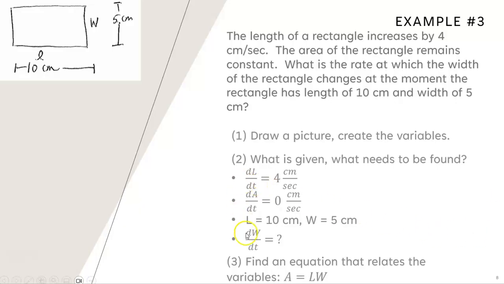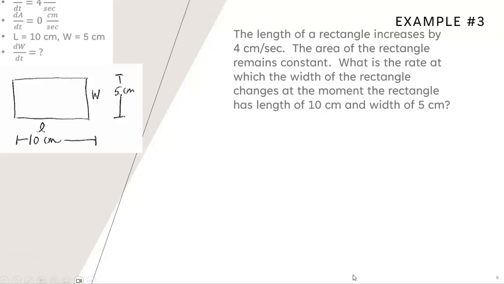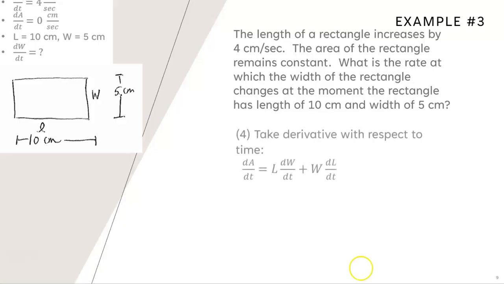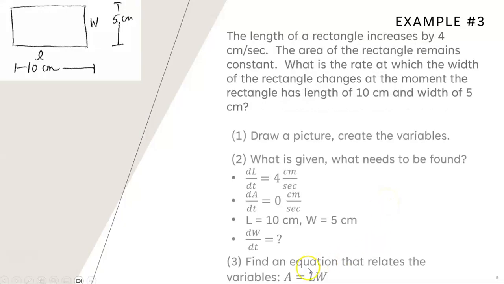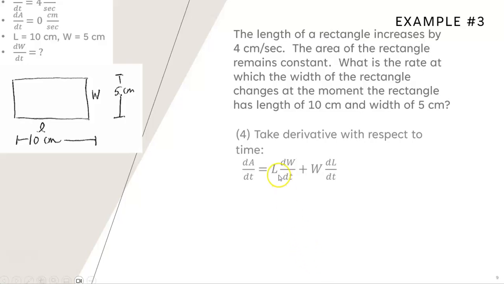Can we figure out what dW/dt is? So do A, L, and W all relate to each other in a rectangle? Yeah, area is equal to length times width. All right, so we take the derivative with respect to time. A is equal to L times W, so here we're going to have to use the product rule. Left d right plus right d left gives us L dW/dt plus W dL/dt is equal to dA/dt. So this one involves a product rule here.